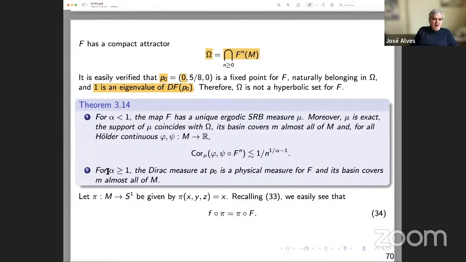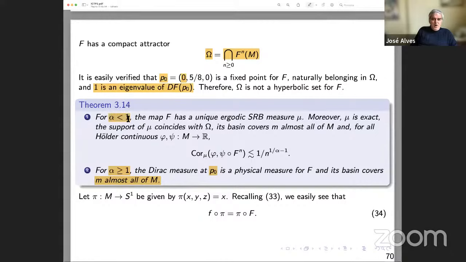So if alpha is greater or equal to 1, then the Dirac measure at this point here is a physical measure, and its basin covers almost all the solid torus. M here is the Lebesgue measure in the solid torus. So that's the situation for which the physical measure is very simple, it's the Dirac measure. This is for alpha greater or equal to 1.